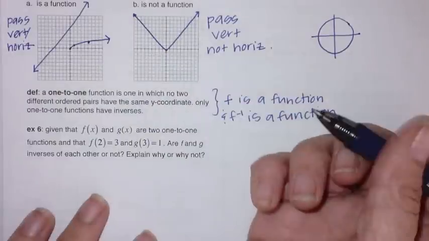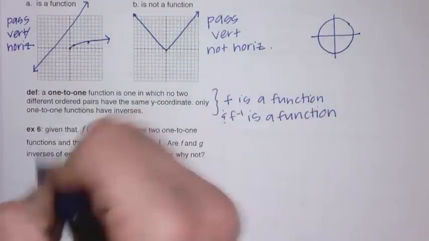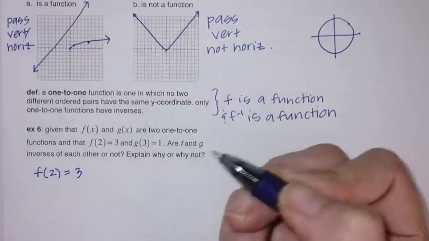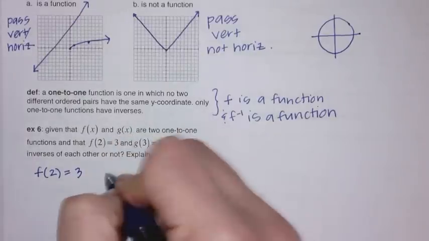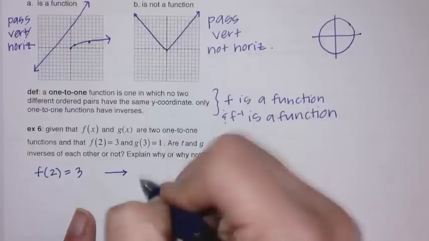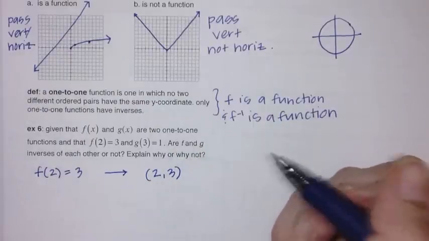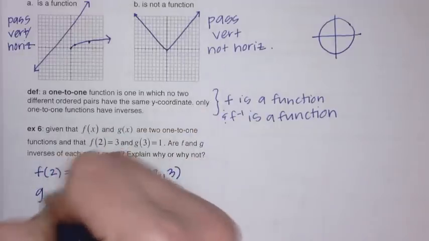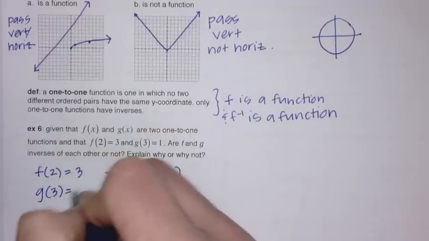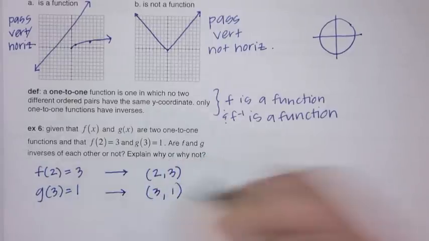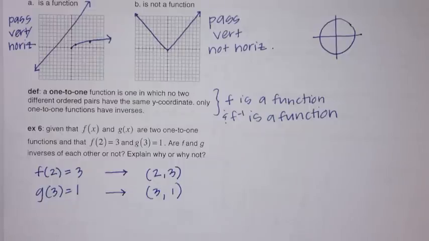So what we're going to do is some good old-fashioned break it down problem solving. So what do we know? That's always a good place to start. We know that f of 2 equals 3. And if we convert this to points, this means that would be the point (2, 3). Okay, what else do we know? We know that when you plug in g of 3, you get 1. So that means that when x is 3, y is 1. The question is asking us if they're inverses and to explain why or why not.